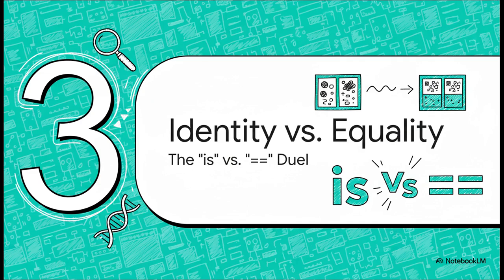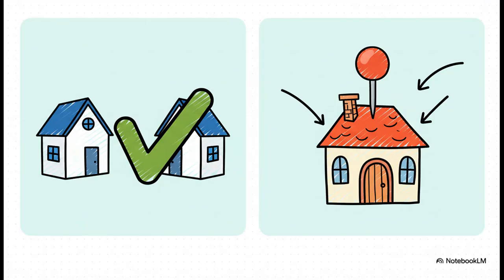Let's call it the "is versus double equals" showdown. It's actually pretty simple when you break it down. The double equals operator (==) checks for equality. It asks, do these two things have the same value? But the is operator checks for identity. It asks a much stricter question. Are these two variables pointing to the very same object in memory?